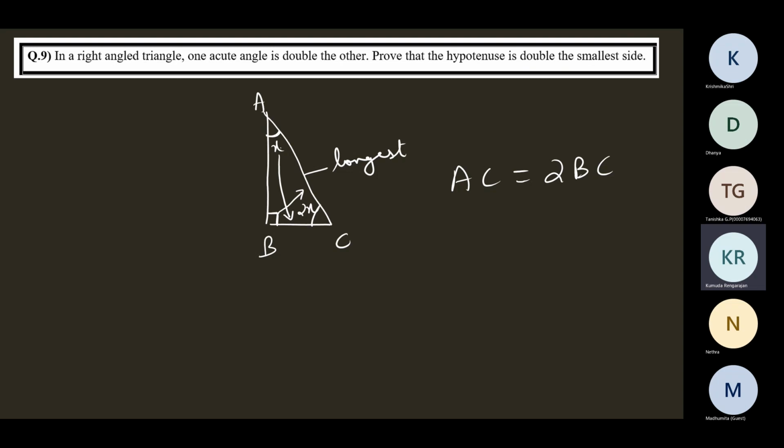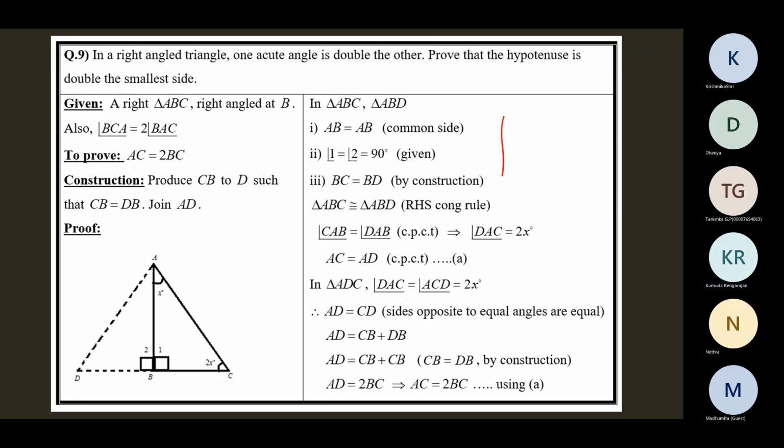The hypotenuse is double the smallest side. The longest side is AC, or the hypotenuse. You should prove that it is twice the smallest side BC. How do we know that BC is the smallest side? Because X is the smallest angle in this triangle, so opposite to that is BC, and that is the smallest side. So this is what we have to prove: AC is equal to twice BC.